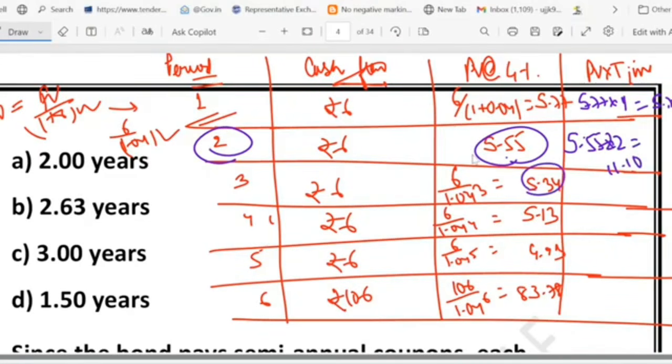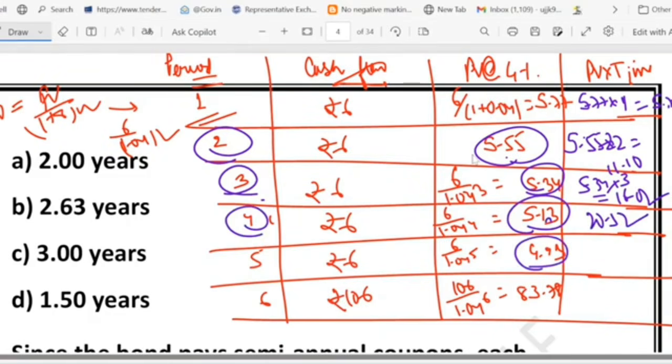In the third row, this will be 5.34 multiplied by 3, which will give us 16.02. Similarly, 5.13 multiplied by 4, which is equal to 20.52. 4.93 multiplied by 5, which is equal to 24.65. And finally, 83.78 multiplied by 6, which is equal to 502.68.